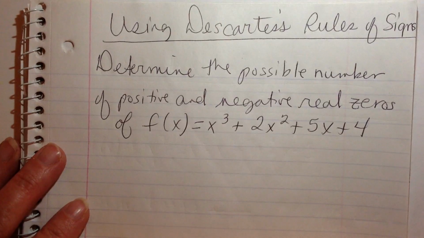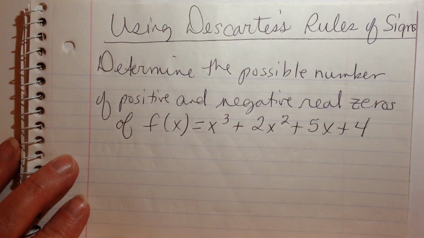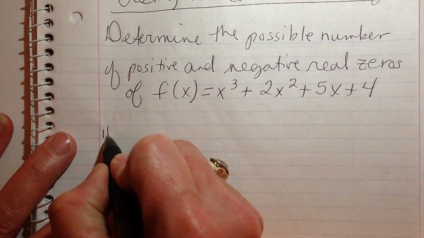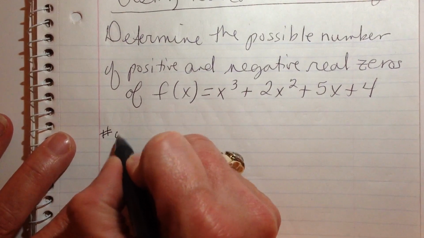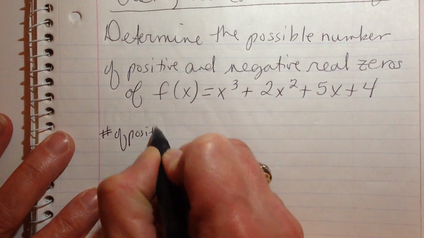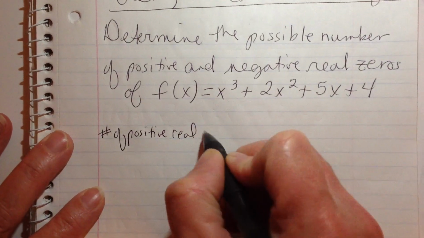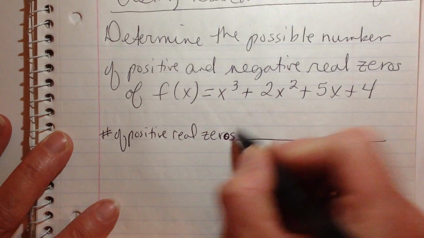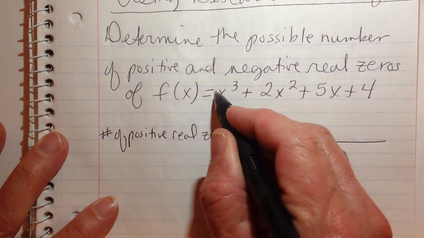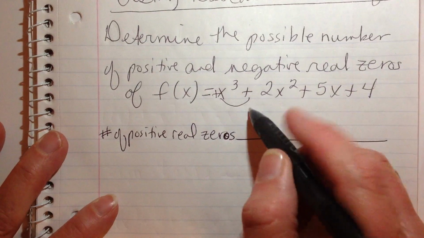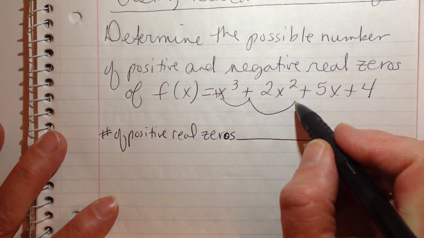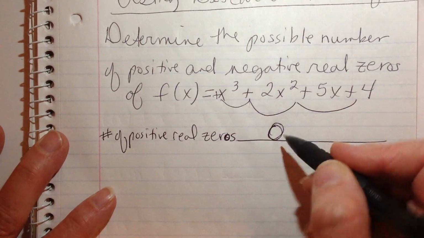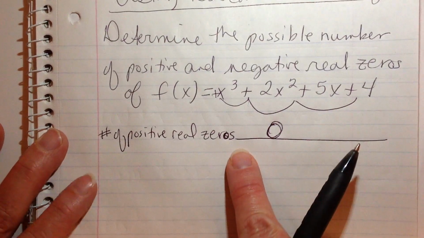Using Descartes' rule of signs, determine the possible number of positive and negative real zeros. So to determine the number of positive real zeros, you look at the sign changes of f of x. So how many sign changes do we have? Positive to positive, no sign change. Positive to positive, no sign change. Positive to positive, no sign change. So we have 0 positive real zeros.